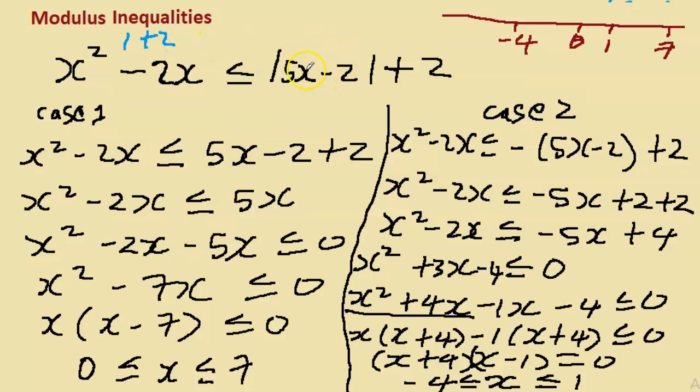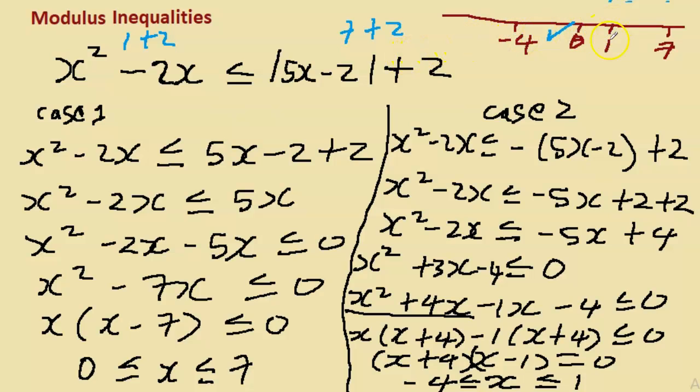Let's come over here now. If x is negative 1, 5 times negative 1 is negative 5. And then minus 2, that's negative 7. So the modulus of negative 7 is 7. So what you have here will be 7 plus 2. So this is saying 3 is less than 9. Is that true? Yes. So this interval is okay.